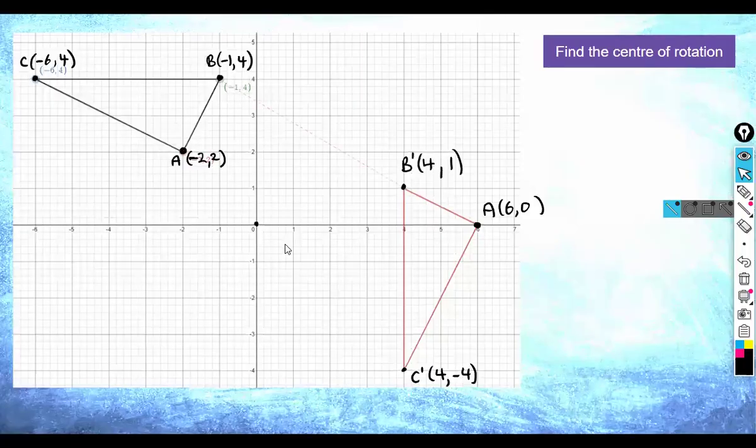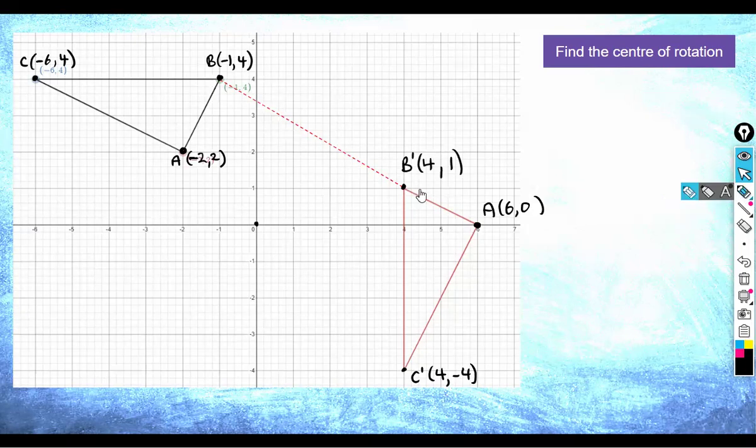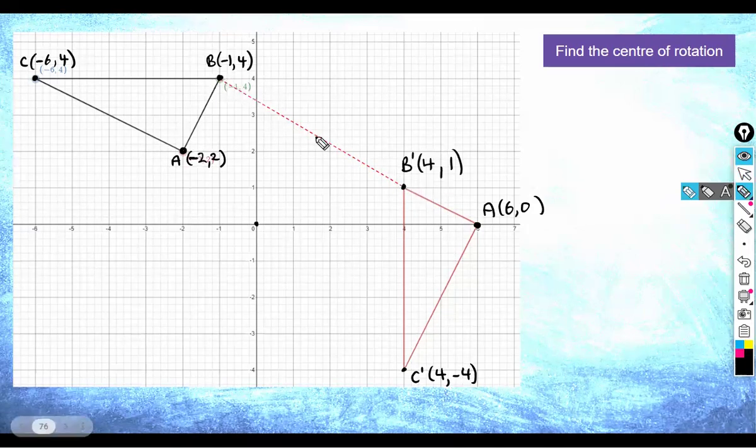Let's see. It doesn't matter if you start with the A first or the B first. But I started with the B's first, right? Because it was probably at the top. So I connected B to B prime. And I'm about to make my perpendicular bisector. So I put my compass at B, open it up to a little bit more than half, scribe a decent size arc. Okay? And then I do the same thing at point B prime. Scribe another decent size arc. So the two arcs intersect.